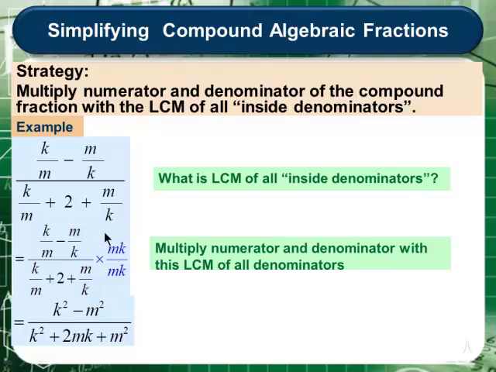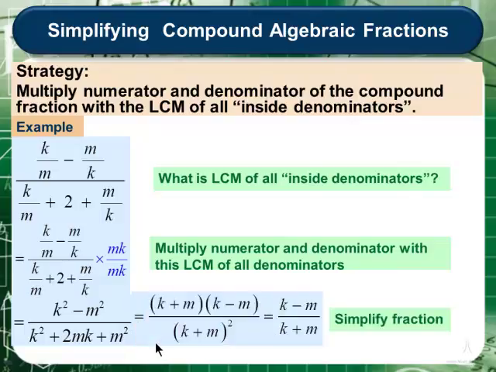If we multiply m times k with this particular numerator, we get k squared minus m squared. Check that. And similarly, if we multiply m times k below the line, we get this particular trinomial k squared plus 2mk plus m squared. And all that is left to do now is to factorize the numerator and the denominator if possible, and then simplify. In this case, we can simplify this fraction since we have a common factor above and below the line, k plus m. And finally, the original compound algebraic expression can be simplified to the algebraic expression k minus m divided by k plus m.